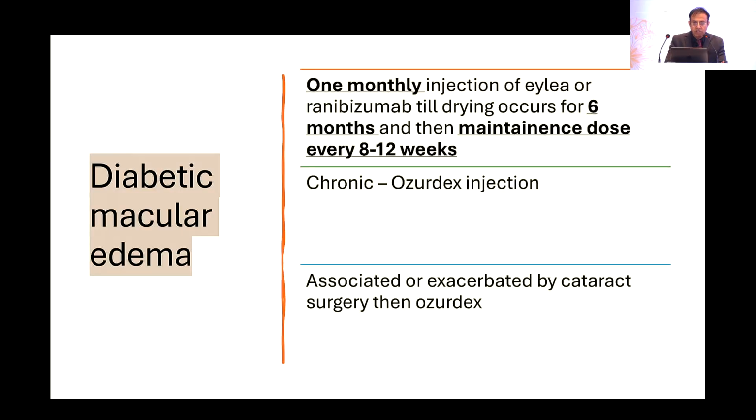This is the protocol that is usually followed globally, but in India we usually take it for 3 months, and once it is chronic we can give an Ozurdex injection. We also need to understand that this can be exacerbated by cataract surgery, wherein Ozurdex helps us.